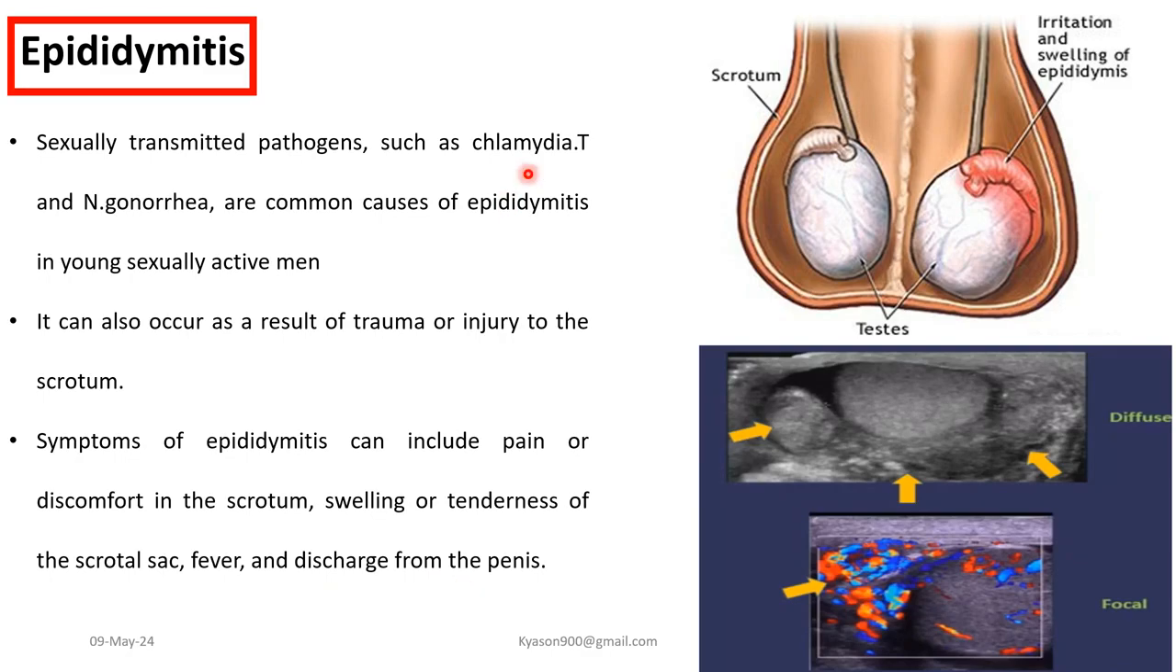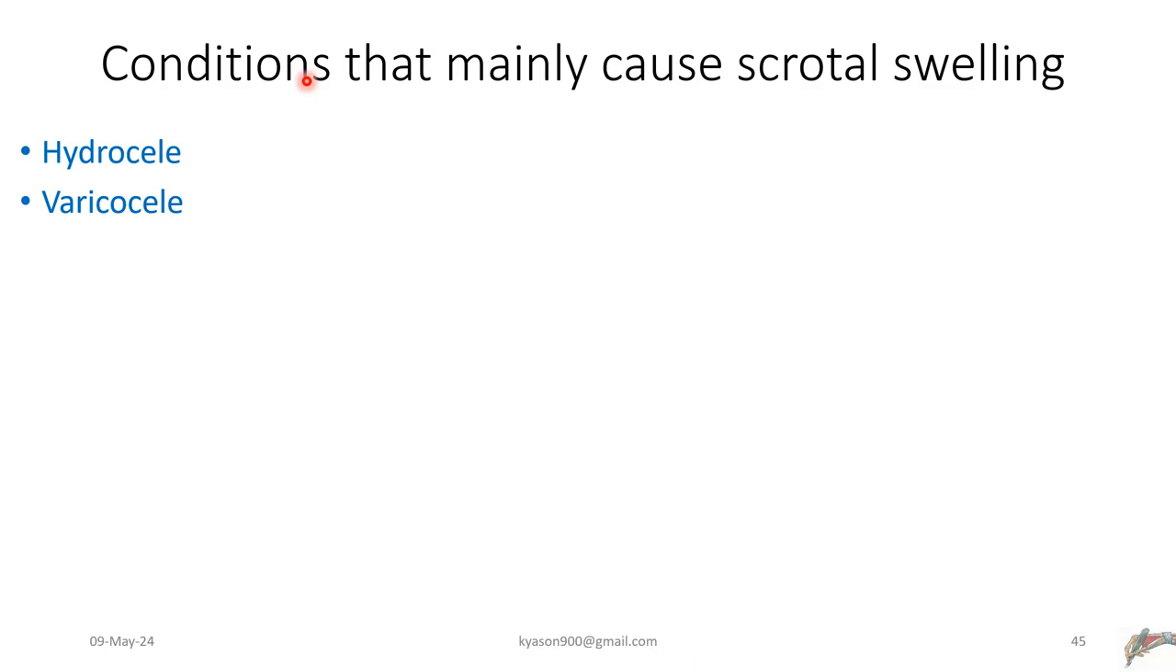The pathogens that cause this condition are sexually transmitted. We have Chlamydia trachomatis, we have Neisseria gonorrhoeae, which are the common causes of epididymitis in young sexually active men. But also it can occur because of trauma to the testicle, trauma that can lead to injury of the epididymis. Okay, so that is the condition.